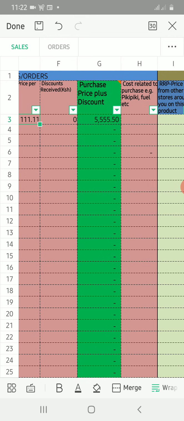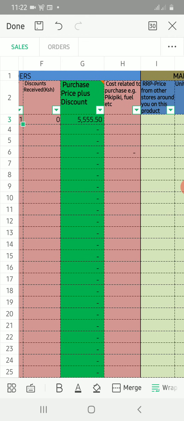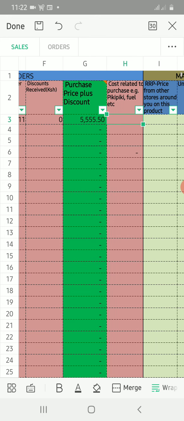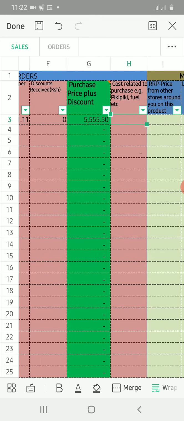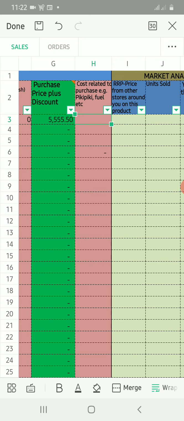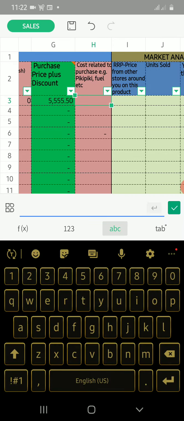Okay, so this column is asking you about the costs related to purchase, e.g. piki, fuel, etc. Like in this case, maybe to bring the 50 kgs to your shop from your supplier, you spent, let's say, 150 shillings.